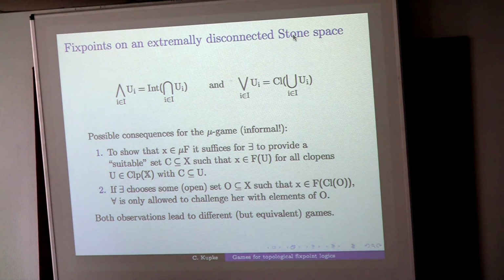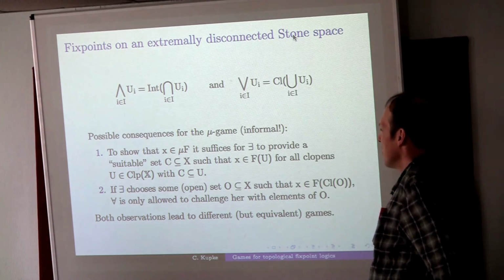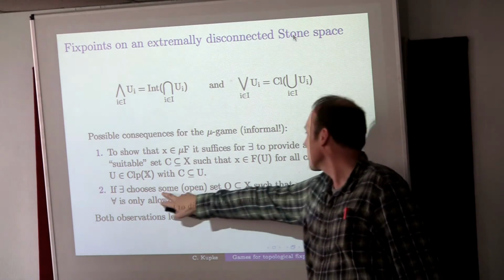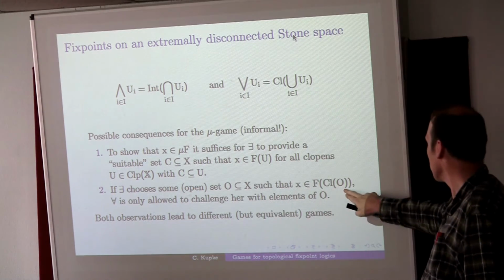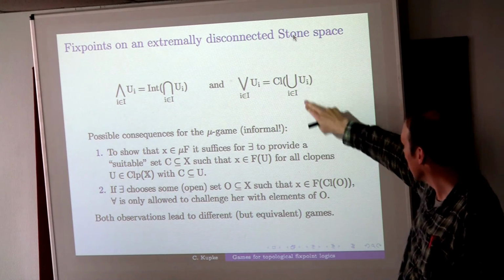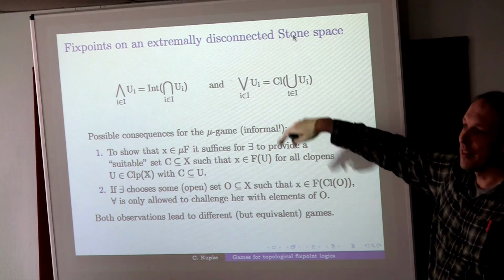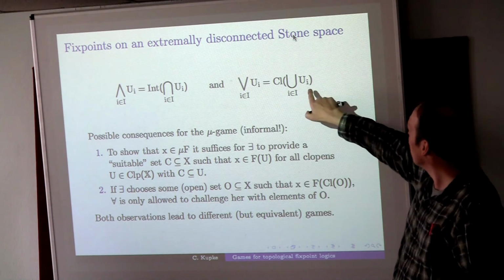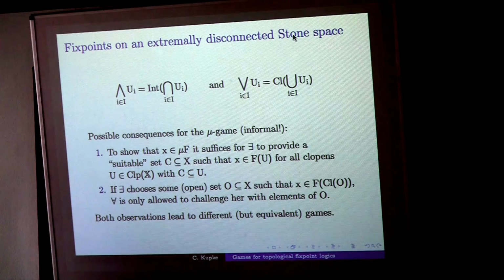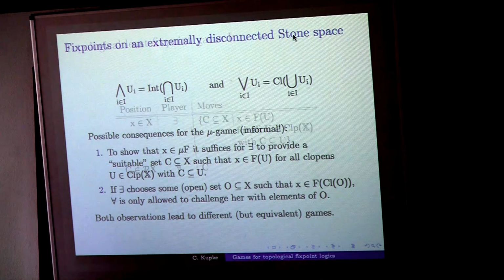We could also demand, of course, that Eloise chooses this set, the full thing, but then Abelard is only allowed, so she's rather not choosing this set, but she's choosing this closure of O, and he is only allowed to challenge her on elements which are in here. So we have to make sure that if she has to pick this full set, then he is forced to somehow pick something from in here anyway. And so both observations lead in fact to different games.